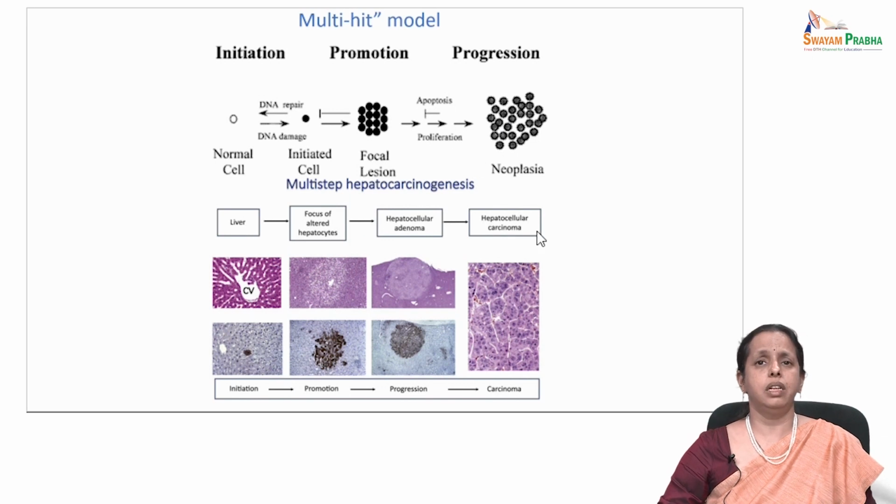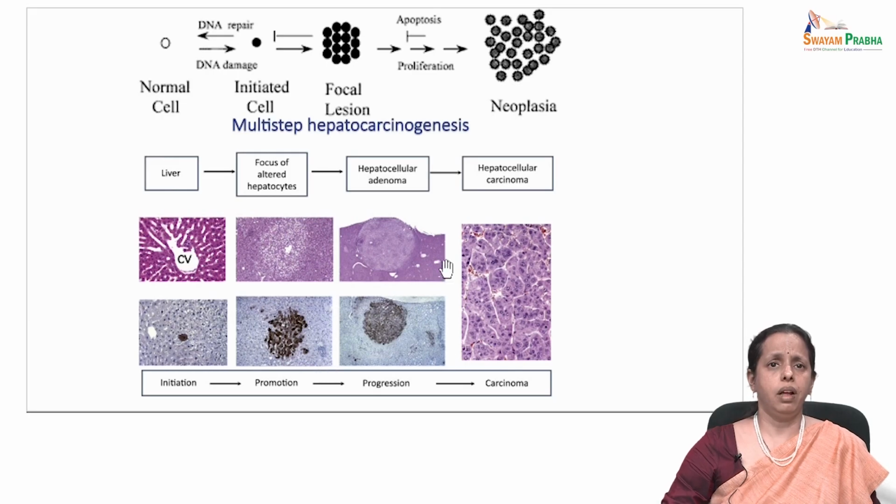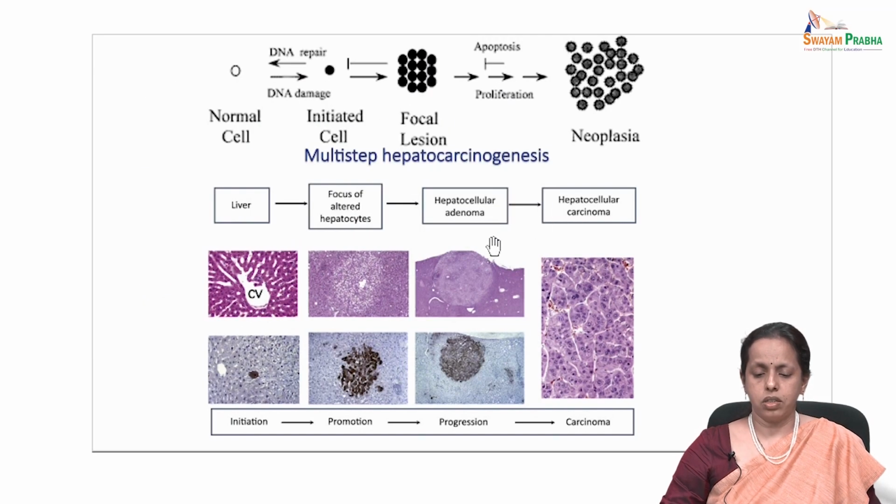This is for multi-step hepatocarcinogenesis. This is how it looks. You have your initiation, then your promotion, progression, and then the carcinoma. This is the typical liver focus of altered hepatocytes. Here you can see, and then hepatocellular adenoma, and then hepatocellular carcinoma. This genotoxic carcinogen produces initiated cells first.